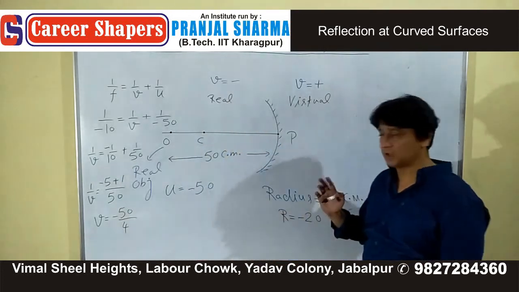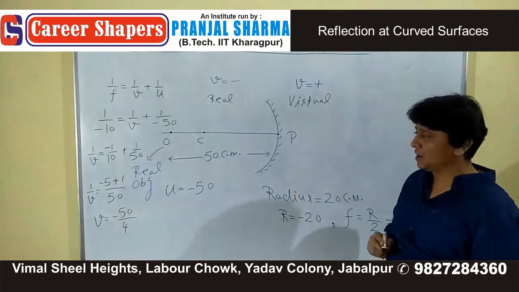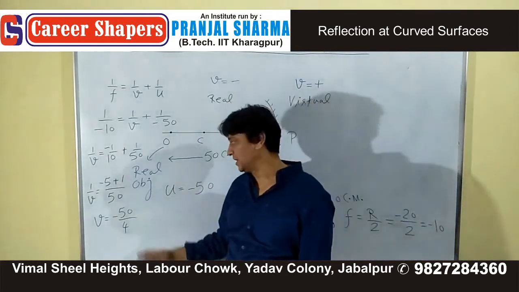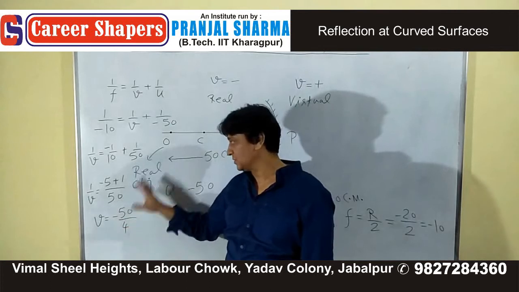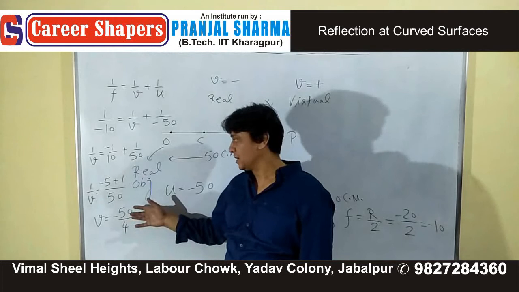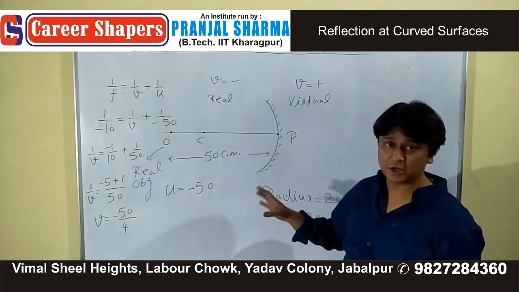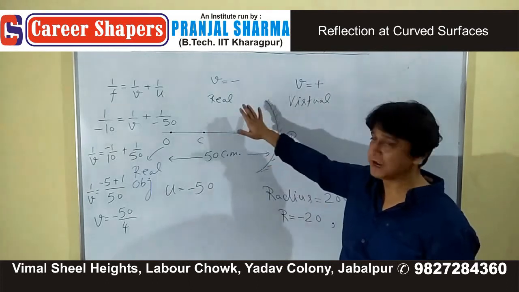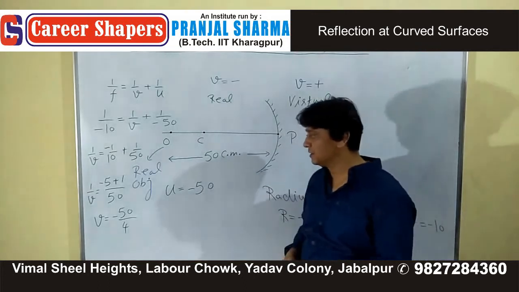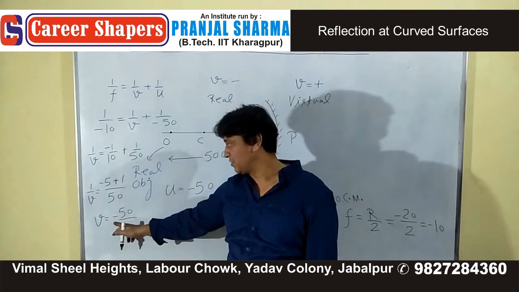Plus and minus, they are very important because they will decide whether things are real or virtual. And then later on you can figure out yourself whether this thing should have come positive or negative. I was looking at the board because I knew something that it should be a real image. How do I know that? You will also get to know later. As of now, V is coming what? Minus of 50 by 4.